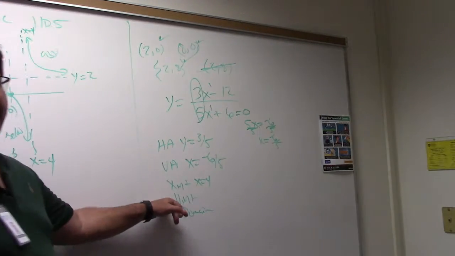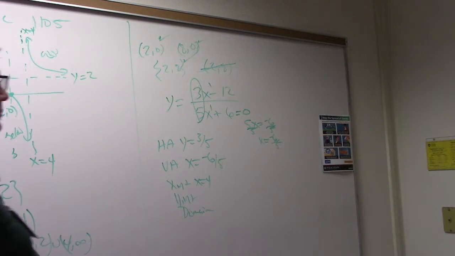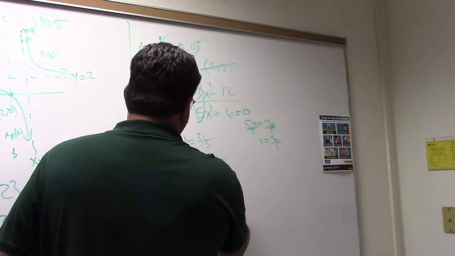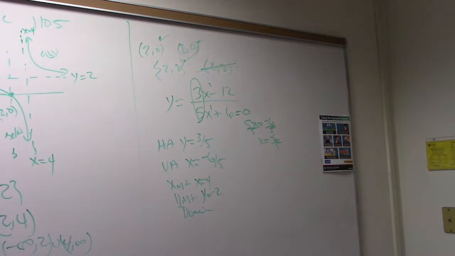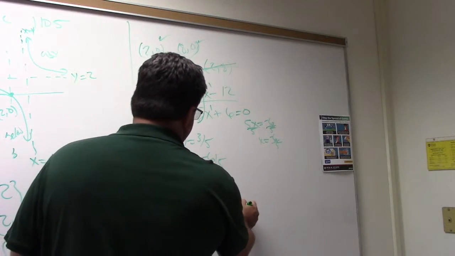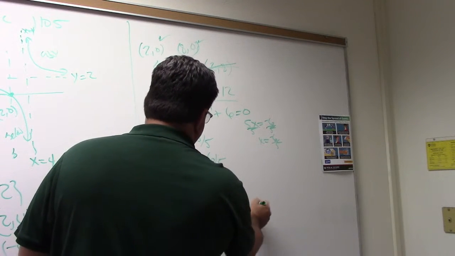Y-intercept, what did you get? Y was negative 2. Domain, what did you get? Negative infinity to negative 6 over 5. It's supposed to be negative 6 over 5.